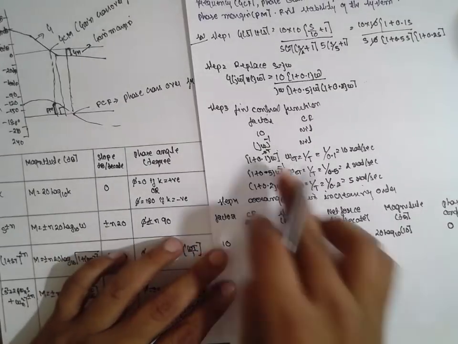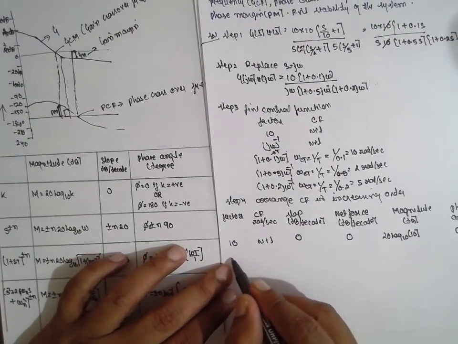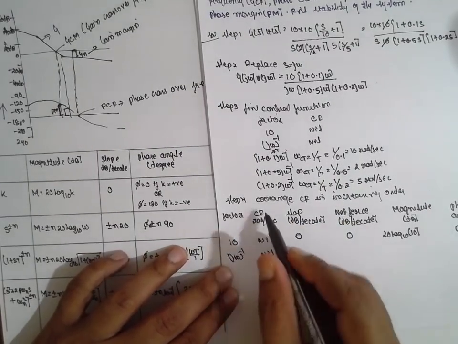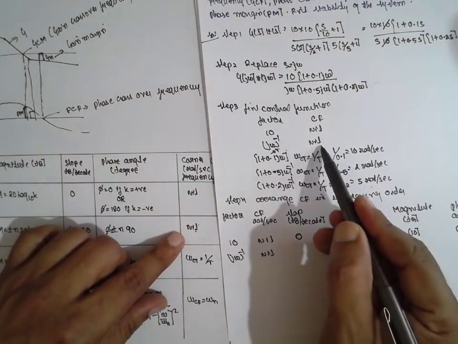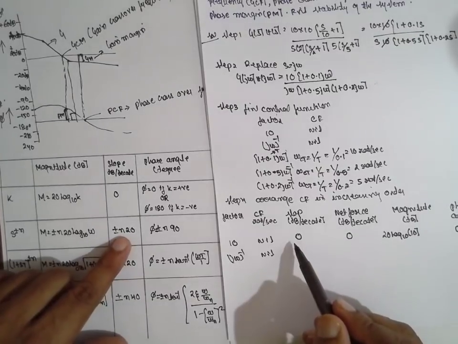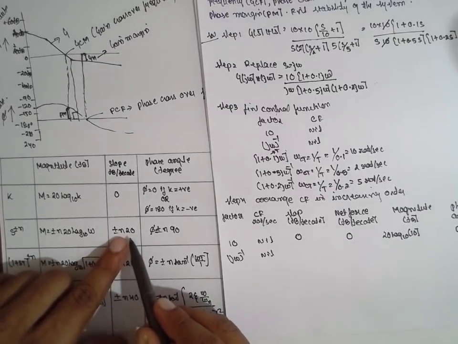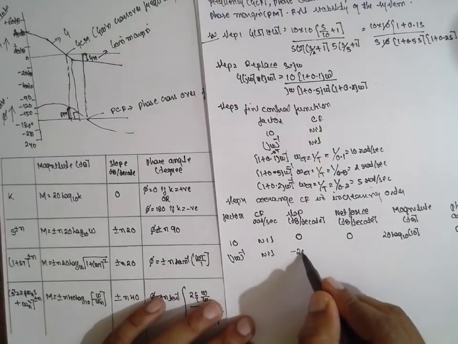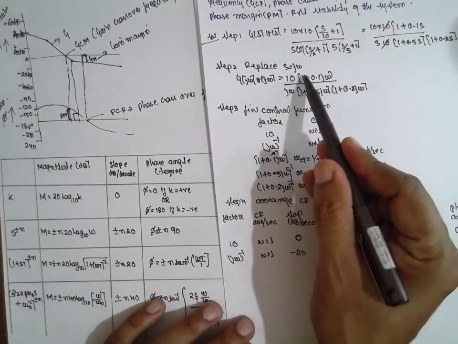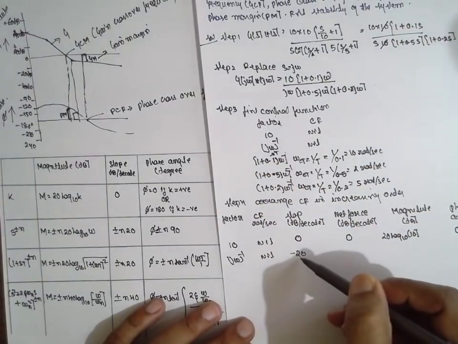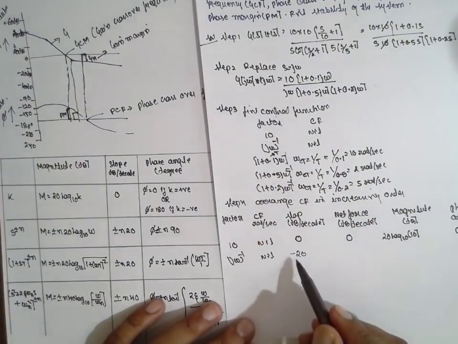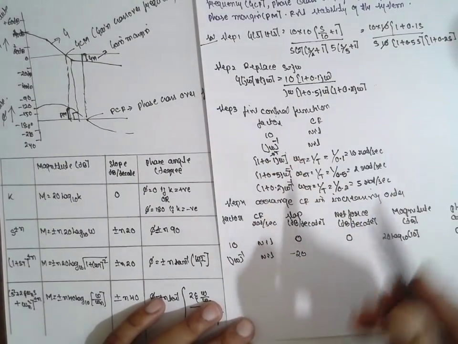Next is j omega raised to 1. Corner frequency is nil. Written nil. Now what is the slope for this one? 20. Whether it is minus 20 or plus 20, it is minus 20. Why have we taken minus 20? Because it lies at the bottom. If it is above, then I have to take positive 20 here. j omega in the denominator is nothing but downward. Therefore, I have to consider minus. If it is upward, you have to consider positive 20.